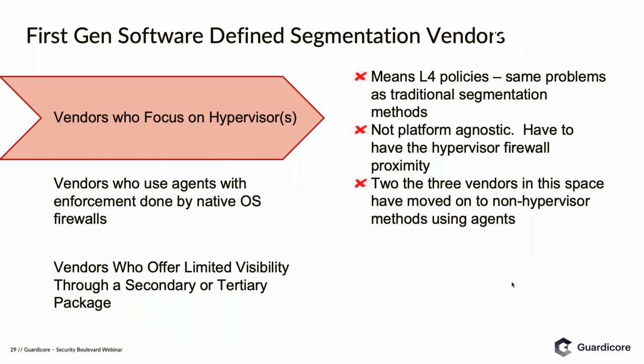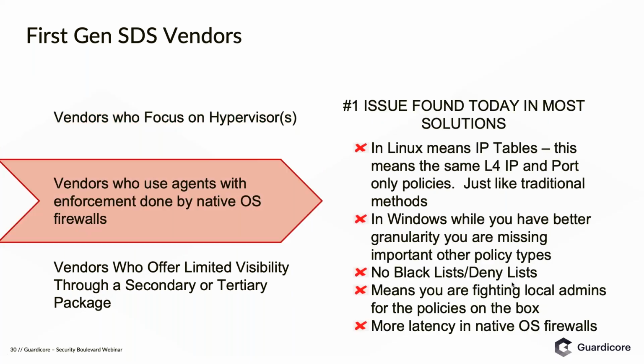They don't secure enough. And on top of that, they're not platform agnostic enough. Whenever you have a hypervisor vendor, you have to be able to talk to their hypervisor firewall, so you have to have proximity to it. So it still becomes a bottleneck and a chokehold. And again, only 2 of the 3 vendors who started in this space are still doing it.